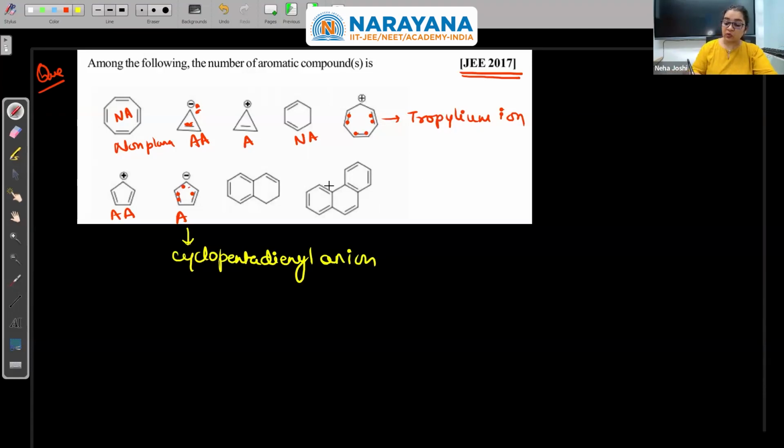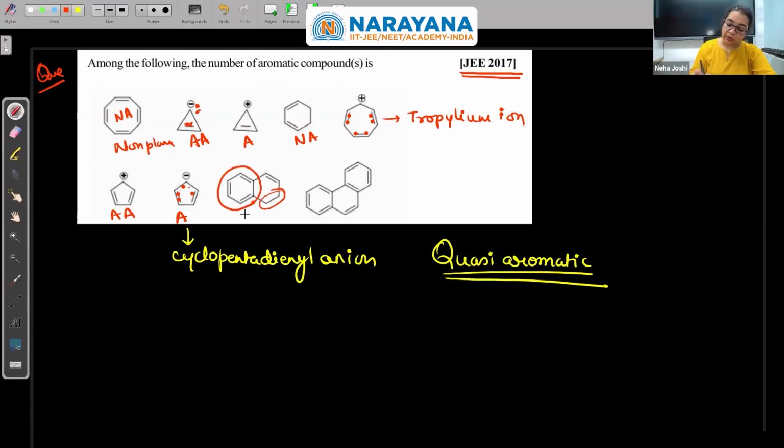Such aromatic species which are charged are called quasi aromatic. Quasi aromatic. Coming to this, see, yes, there are sp3, but again, this is aromatic. So you will report this as aromatic.